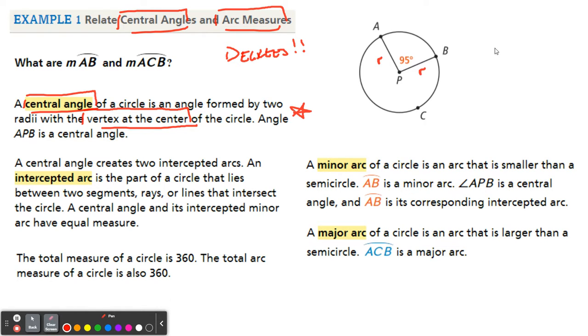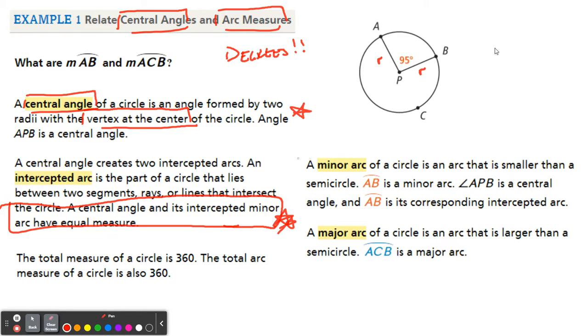So now, based off a central angle, you can create an arc, right? So there's actually 2 arcs that it intercepts. So an intercepted arc is going to be the part of the circle that lies between the 2 segments, rays, or lines that intersect the circle. So typically it's between the 2 radii. So here we have 2 arcs. Now, one of those arcs is called a minor arc and one's called a major arc. It is very important here that a central angle and its intercepted minor arc have the equal measure. That is a huge concept. Huge concept. So make sure you remember that.